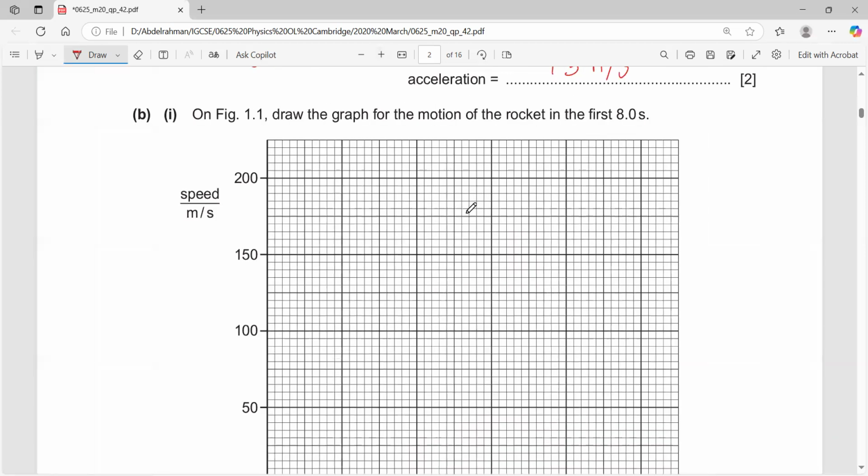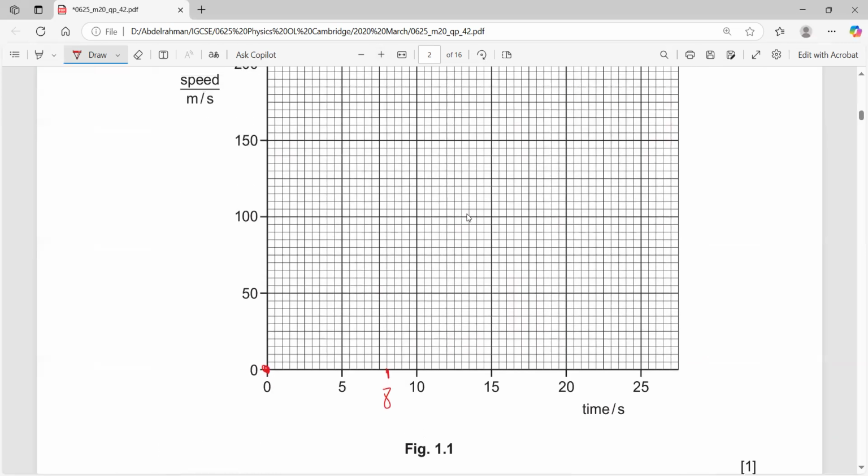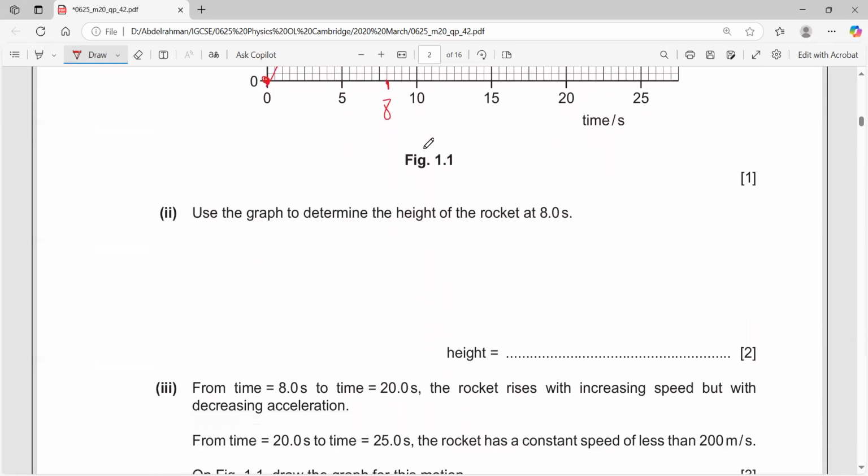Okay, it reached a speed of 120. Where is 120? It's above the 100, 4 squares above 100. So at this point, we need to draw a straight line. Using a ruler, you can draw a straight line. Okay, good enough.